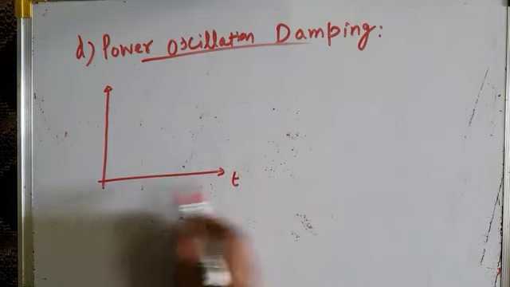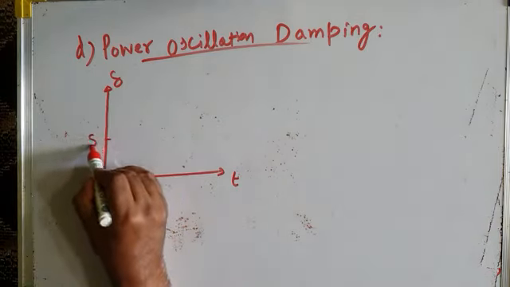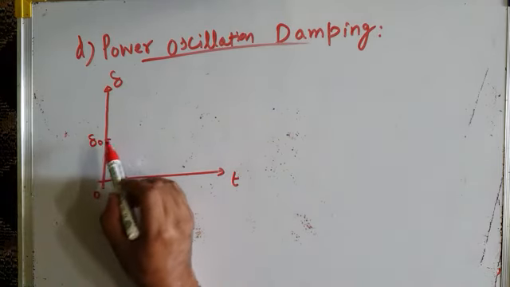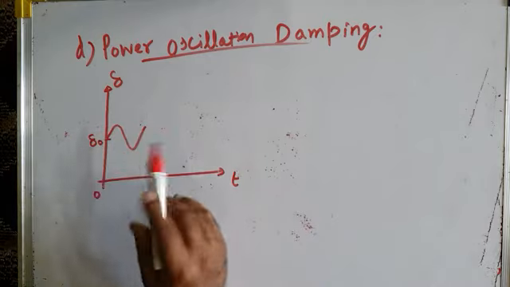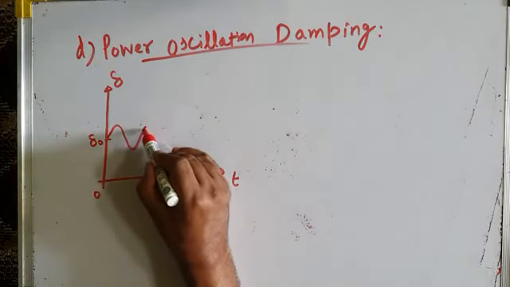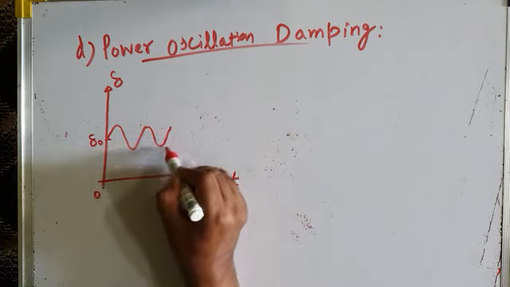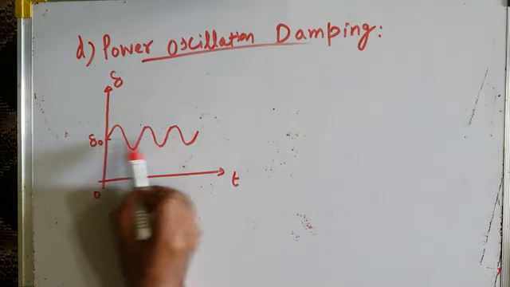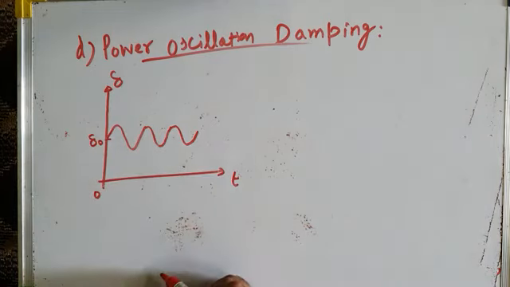This is, for example, the time axis, and this is the transmission angle delta. Let us assume initially the system is operating at steady state at a transmission angle delta naught, which represents the steady state operation, and due to some disturbance the machine accelerates, decelerates, then again accelerates, decelerates. It's subjected to oscillations, because of which the transmission angle also oscillates like this. This is the oscillation of the transmission angle around its steady state value delta naught. The question is, what is responsible for these oscillations in the transmission angle?